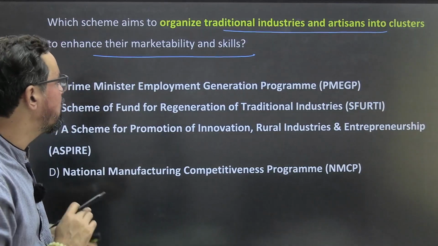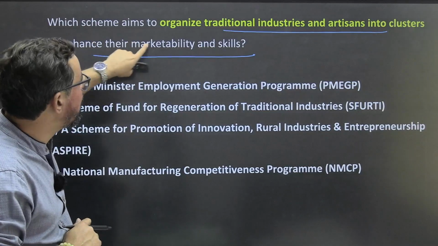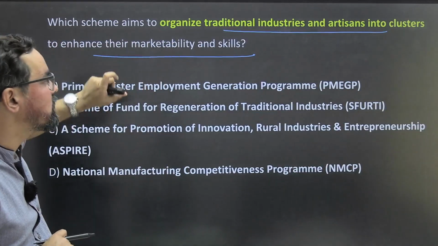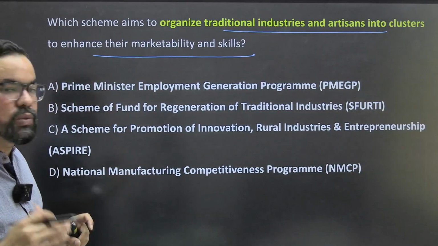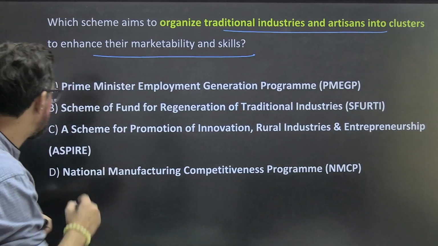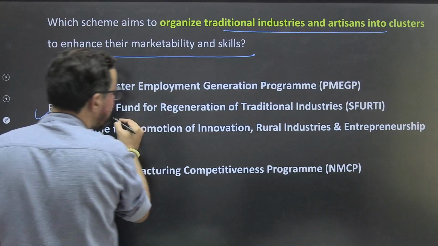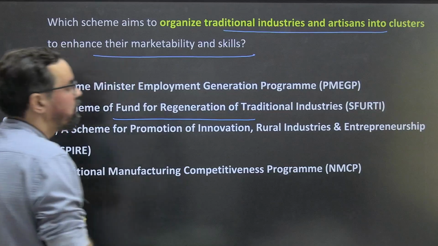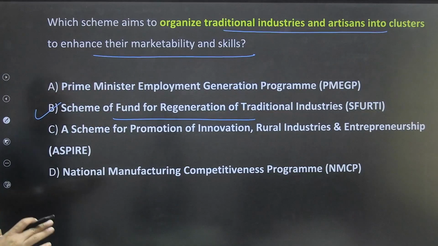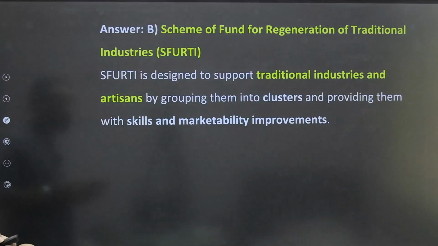Okay? So the scheme aims to organize traditional industries and artisans. So what was it? SFURTI. Okay? So SFURTI means yes. Option B, Scheme of Fund for Regeneration of Traditional Industries. Option B will be the right answer for this particular one. Okay?